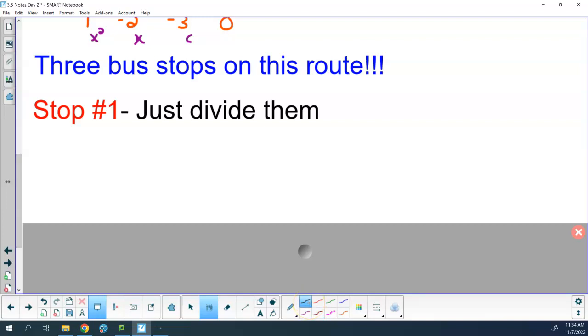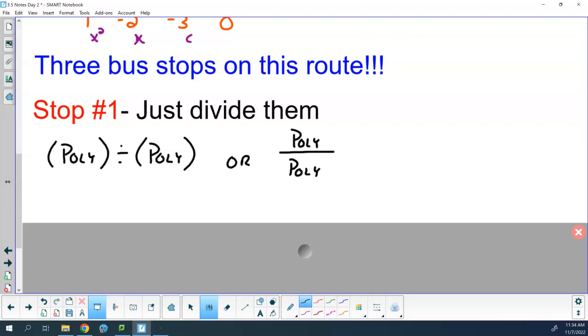What these bus stop number 1 problems look like is they're going to be some polynomial divided by some other polynomial. And you can use long division, you can use synthetic division if possible, doesn't matter to you. Or they're going to look like some polynomial on top of some other polynomial. That's still a just divide problem. Or it's going to simply state in the directions, divide these 2 polynomials. And so you just go through and you either use long division, or if you can use synthetic division, you use synthetic division, and then you're done with that kind of problem.